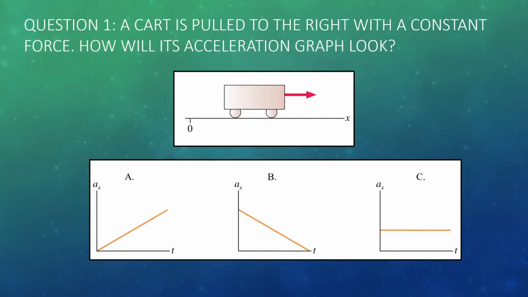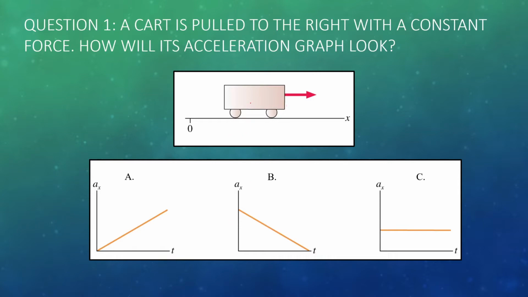So, question 1. A cart is pulled to the right, as shown below, with a constant force. It asks, how will its acceleration graph look? So this is a throwback to graphs. Take a moment to think about your answer, and then come back when you think you have it. Okay. Well, in this case, the key here is that it's being pulled with a constant force.